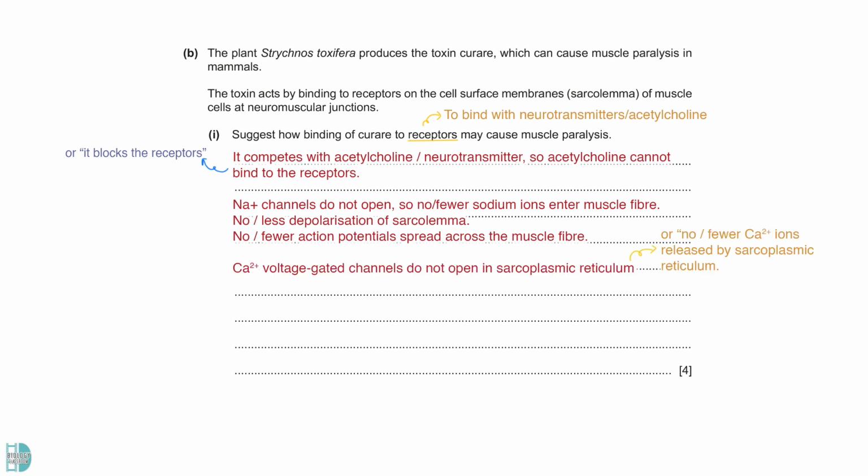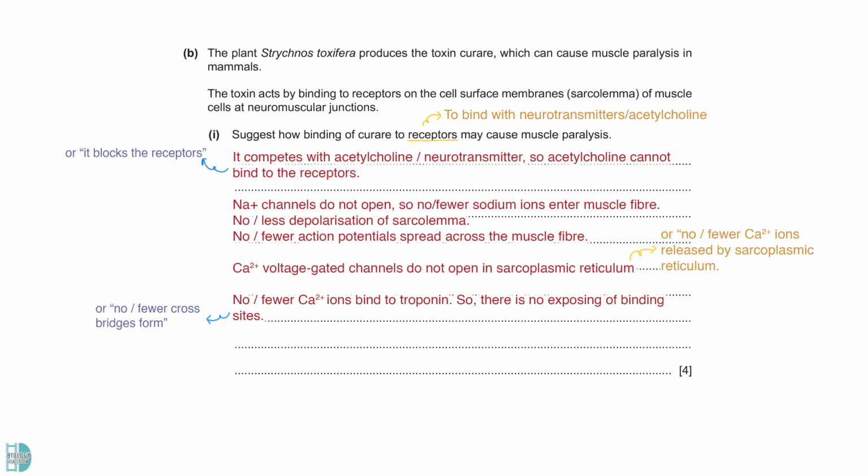Without the action potential, calcium ion voltage-gated channels do not open in the sarcoplasmic reticulum, so no or fewer calcium ions are released. If no calcium ions bind to troponin, the exposure of myosin binding sites on actin would be fewer, leading to no or fewer cross bridges being formed.